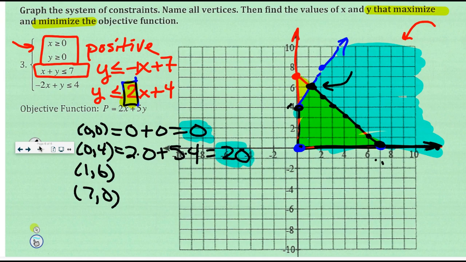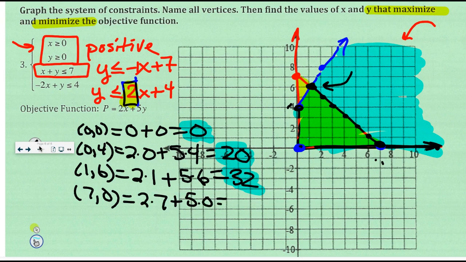The next one, 2 times 1 plus 5 times 6. That's going to give me 2 plus 30, or 32. That probably is my maximum. And my next one's going to be 2 times 7 plus 5 times 0 for a 14.